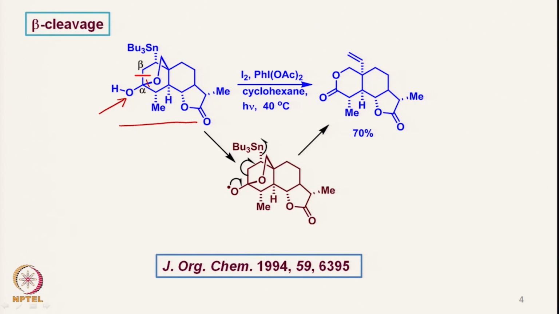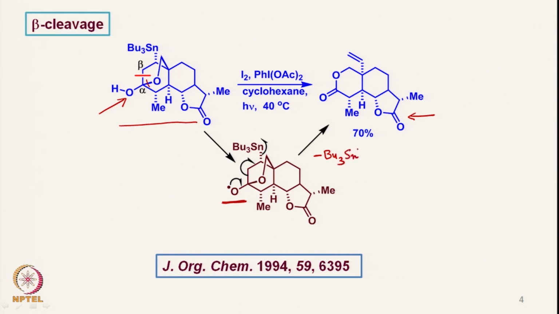When this is allowed to react in the presence of iodine and this benzene iododiacetate in cyclohexane at 40 degrees under photolytic conditions, what happens is this hypoiodide goes to the corresponding alkoxy radical, which then cleaves the way it is shown here, eventually leading to the formation of the corresponding lactone, in which there is a loss of tributyl tin radical.